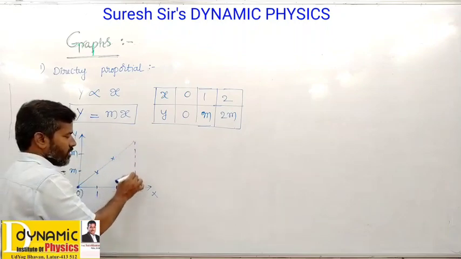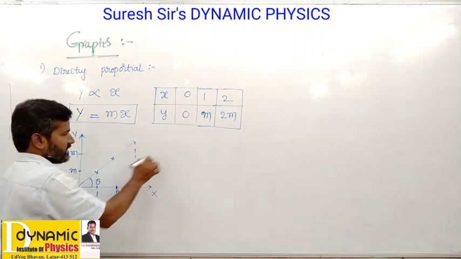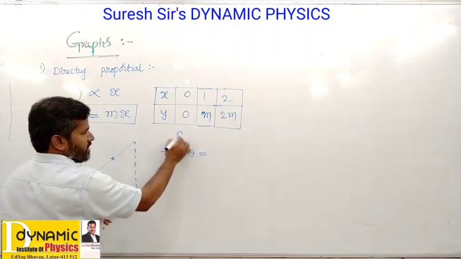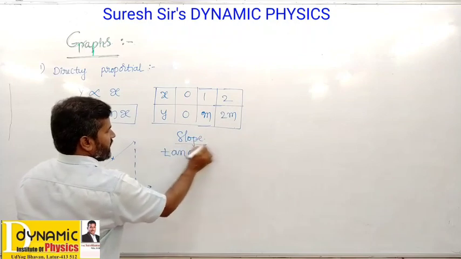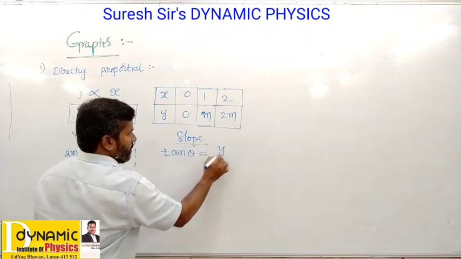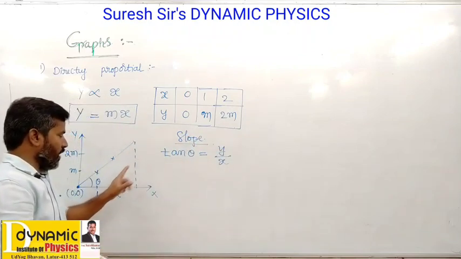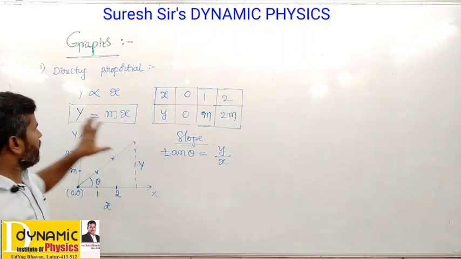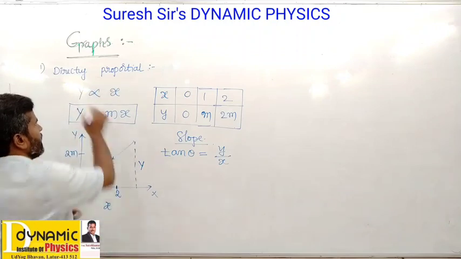For this equation, the slope of the graph is tan theta. Tan theta indicates y upon x. Tan theta equals y upon x, where this is y and this is x. So this is directly proportional.